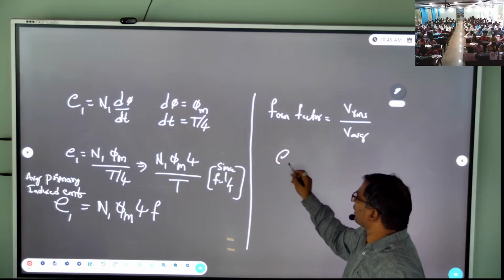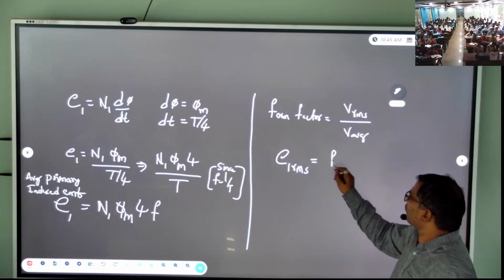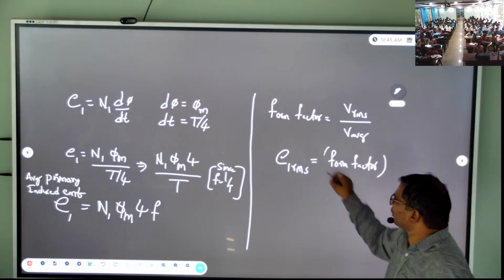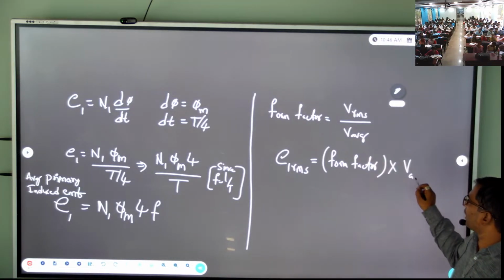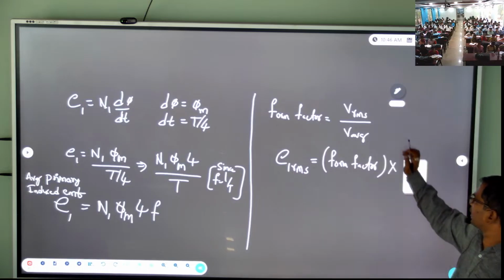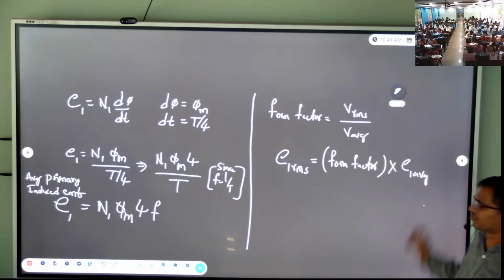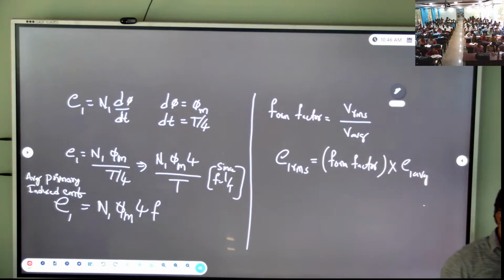So E1 RMS is equal to form factor into V average, that is nothing but E1 average. That means, what is the form factor of the sine wave? Form factor of the sine wave value. You don't know?